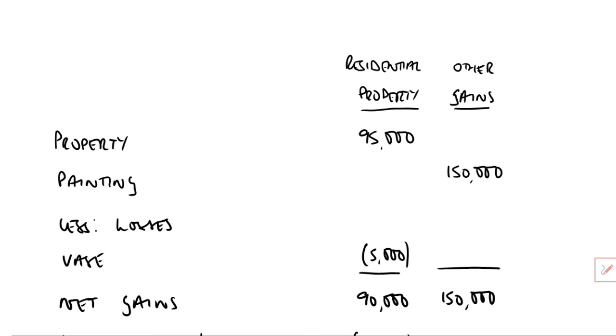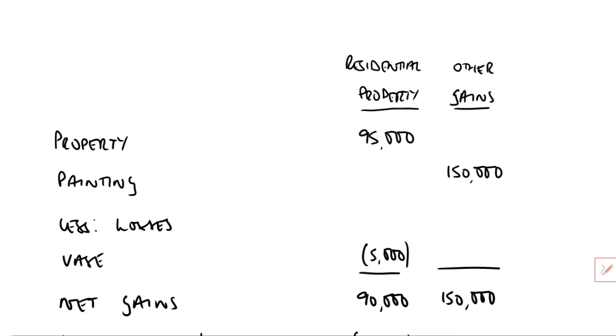The losses we can then deduct from whichever column we choose. Now we will always choose here those gains that would otherwise be taxed at the higher rate. So it will go against residential property before any other assets. Again, I would rather reduce a gain to be taxed at 28% than reduce a gain that would otherwise have been taxed at only 20%. So that gives us our net gains for the year.